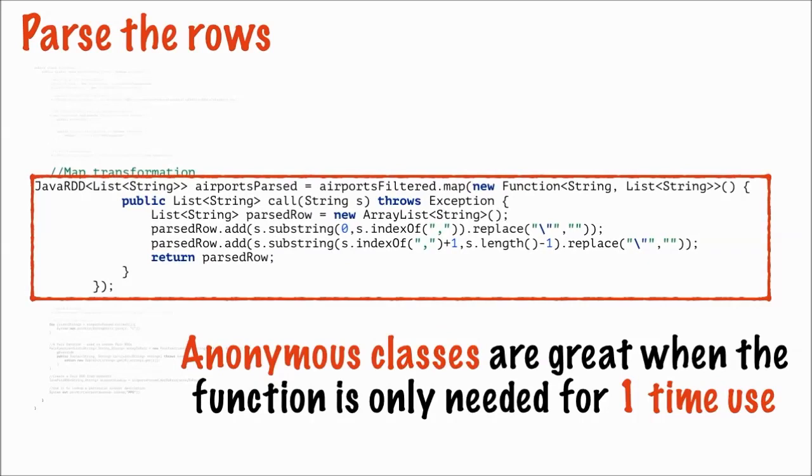This is an anonymous class. Anonymous classes are great when you plan to use and throw, meaning you plan to use this class exactly once. You don't need to reuse it elsewhere in your code. If you do need to reuse it, you'd give it a name and use it as a regular class.